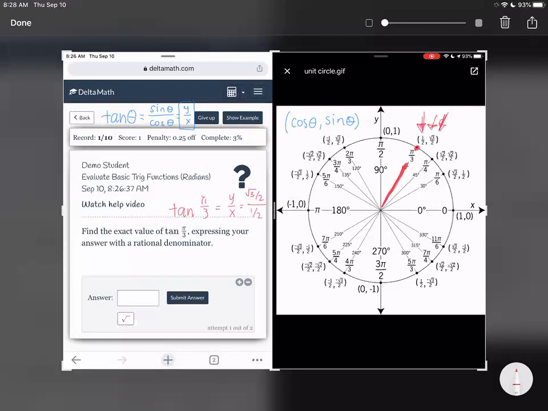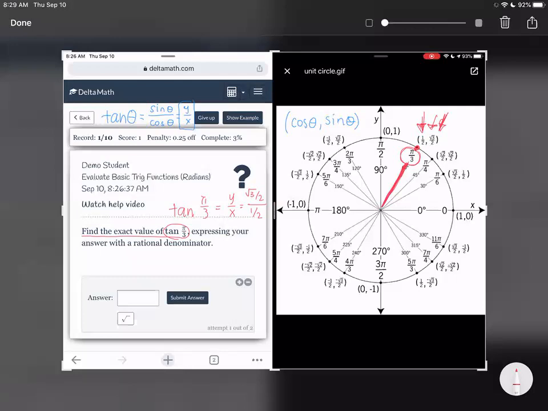Okay, I got a question. How did I choose pi over 3? Look at the question: find the exact value of tangent of pi over 3. So they're asking for pi over 3, so I'm looking for the angle where it says pi over 3. Does that make sense? Okay, cool. So whatever angle they tell you to find the sine, cosine, or tangent of, that's the angle that you're going to look for in the unit circle.